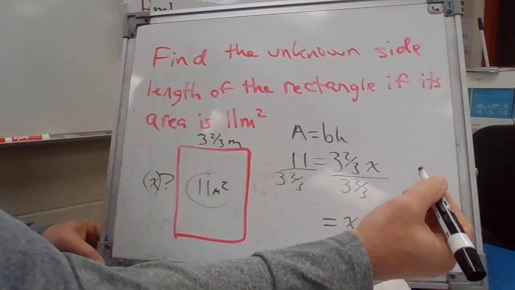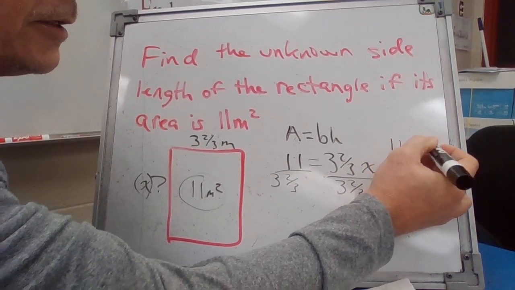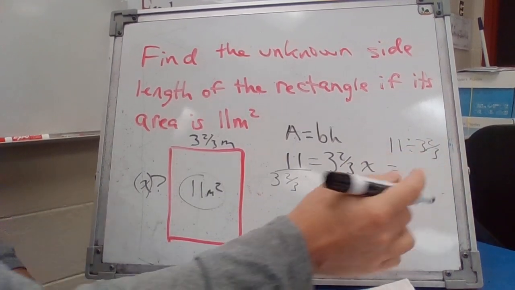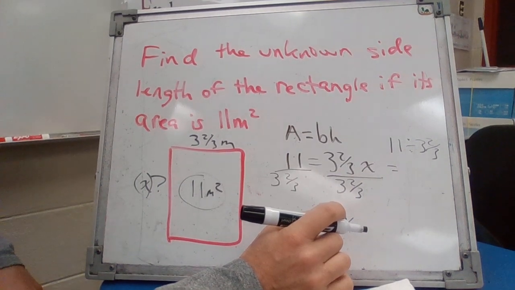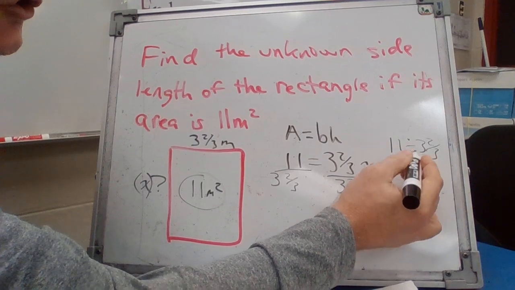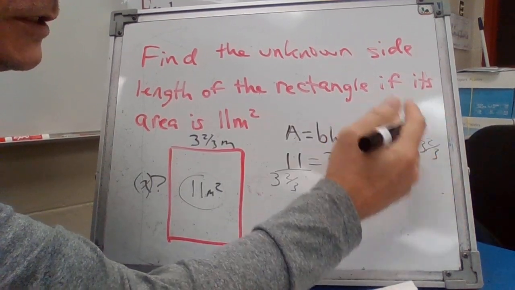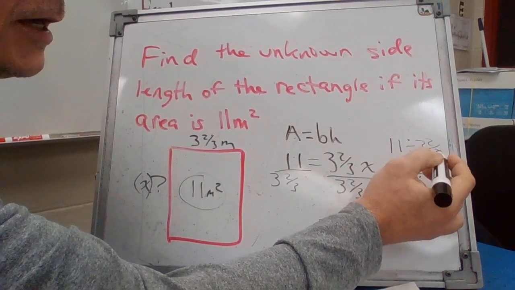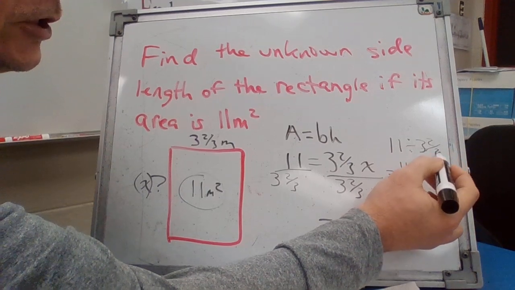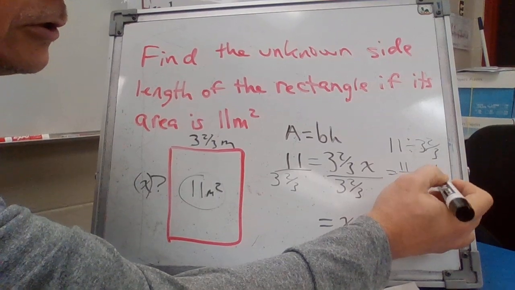Okay, so we're going to do this calculation on the side here. So we've got 11 divided by 3 2/3. What you're going to have to do is change these to fractions. So 11 over 1. Any number over 1 is the whole number. We can't do it like this, so what we're going to do is change it to an improper fraction. 3 times 3 is 9, plus 2 is 11/3.